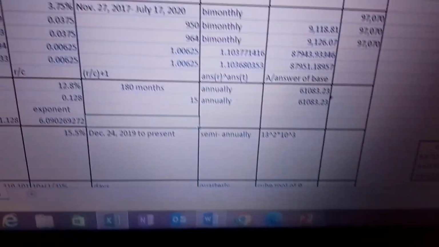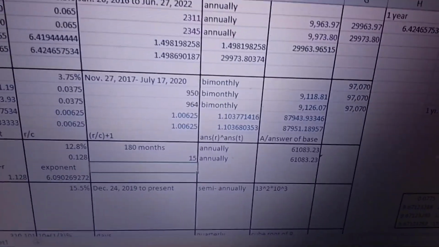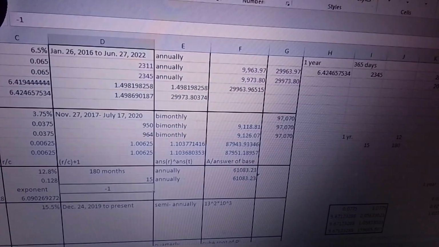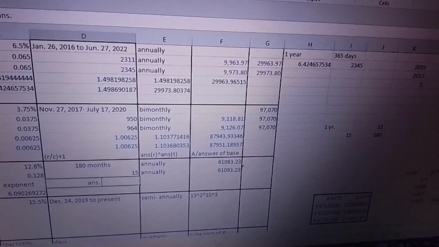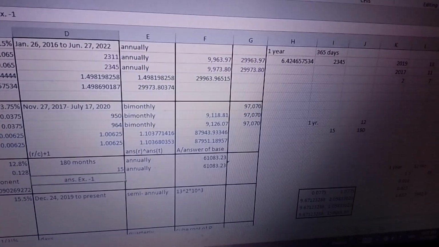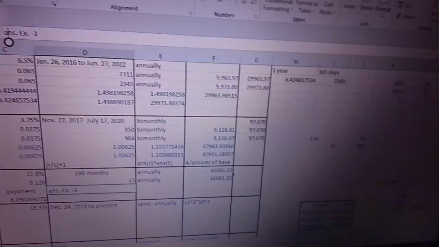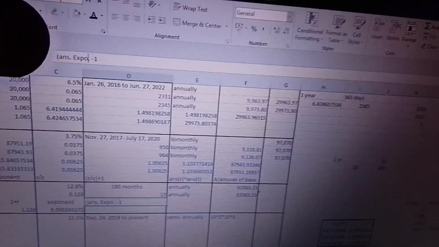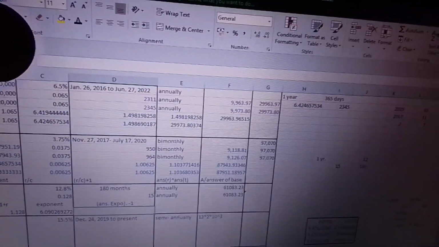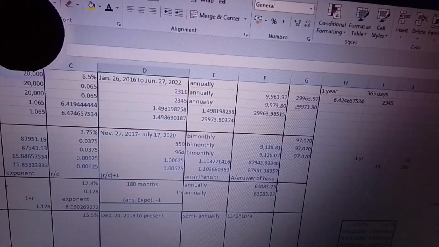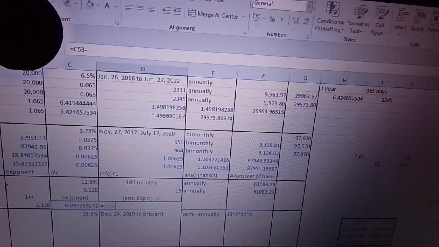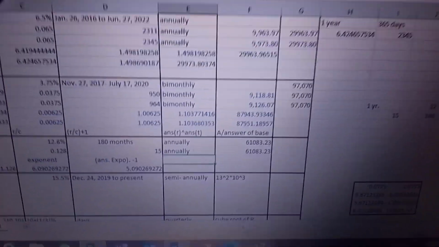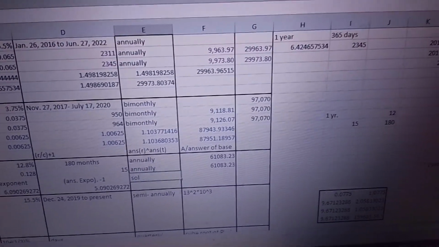So going back now to my solution sheet, this is what I did earlier. We have the answer of the exponent minus 1. I have to put parentheses to be safe. The answer of the exponent, minus 1. So, remember the 6.09, that's the answer we get from the exponent. Then we subtract 1. And we should get 5.09002.